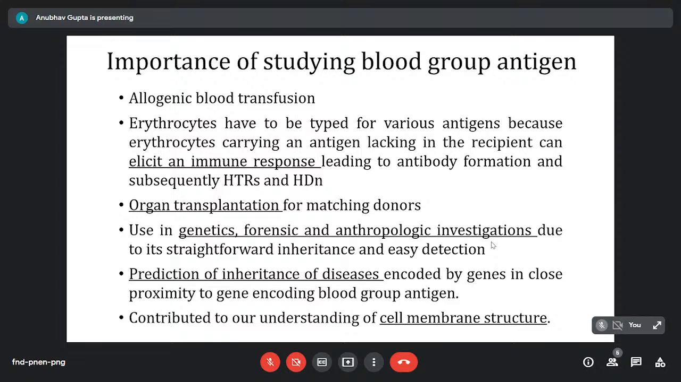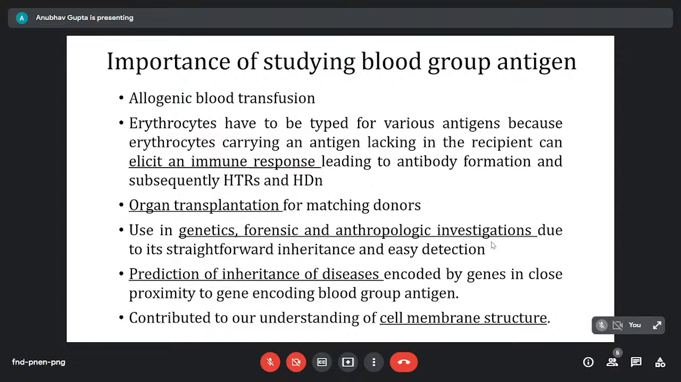So if my blood group is B positive, I will be transfused with the B positive blood group only. You can't transfuse A positive to me because it will cause an immune transfusion reaction. I may be killed, I may be murdered. So the basic knowledge is for the allogenic blood transfusion, which I am saying is a mini transplant.